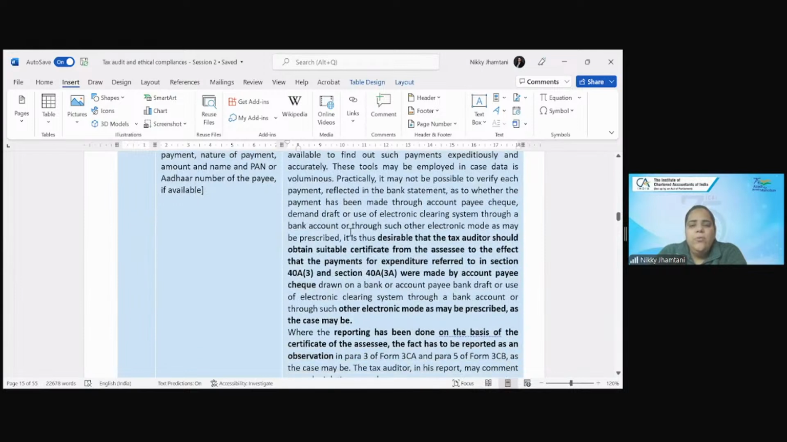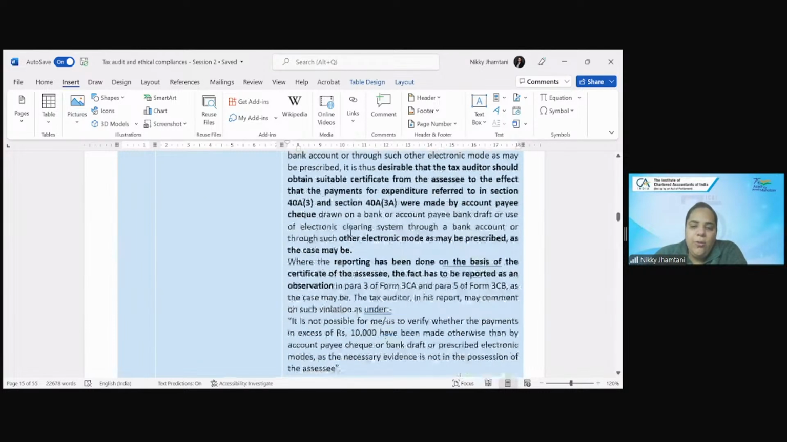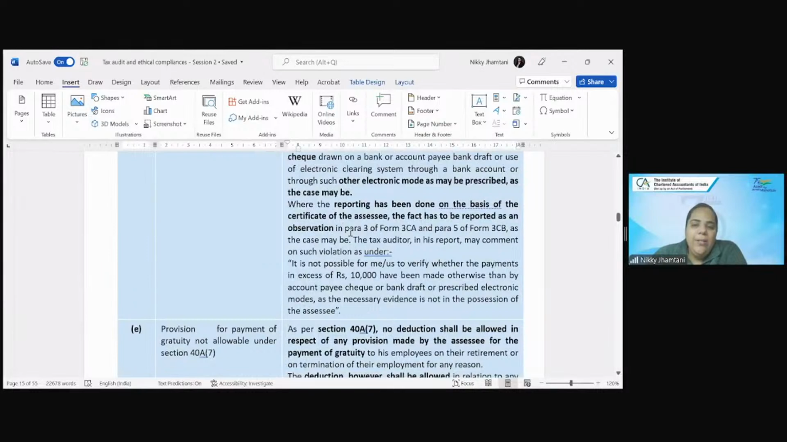Practically, it may not be possible to verify each payment reflecting in the bank statement as to whether such payment has been made through the prescribed modes. Thus, it is desirable that the tax auditor should obtain a suitable certificate from the assessee to the effect that the payments for expenditure referred to in 40A(3) and 40A(3A) were made by account payee cheque or bank draft or ECS or any other electronic mode that has been prescribed. Where the reporting has been done on the basis of the certificate of the assessee, the fact has to be reported as an observation in para 3 of Form 3CD and para 5 of Form 3CB, as the case may be.